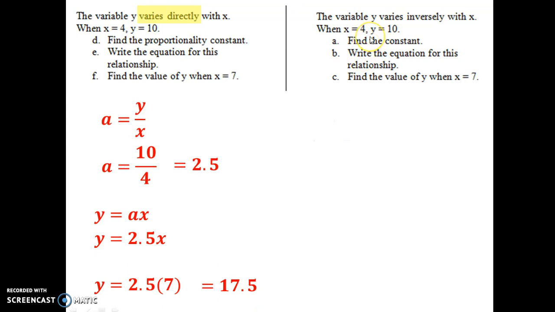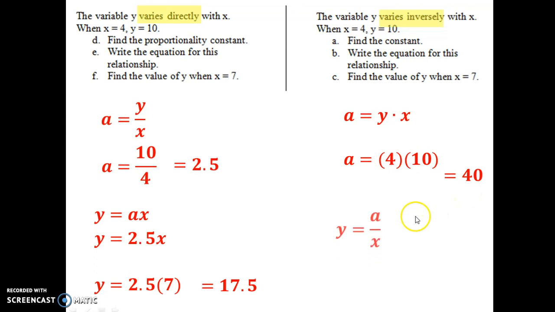Now we have another example. The variable y varies inversely with x. And in inverse variation, we always use this equation to solve for the constant value, y times x. So now we're going to do 4 times 10, which is 40. That means our inverse equation is this, but we just found out the constant a value is 40, so we're going to replace that with 40, and now we have our model or our equation for this inverse relationship.